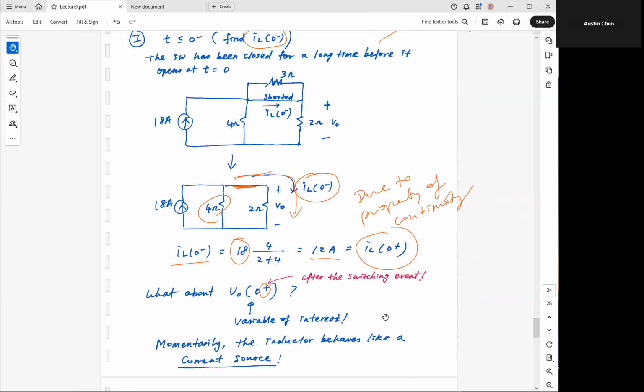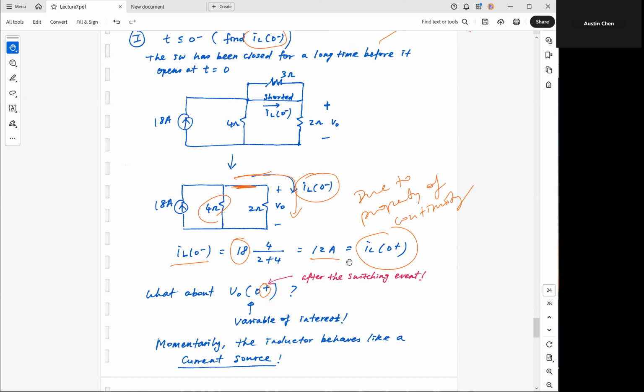So what should we do here? Since we have already found IL at 0 plus, we now have to again make use of this property of continuity. We know from the property of continuity that the current passing through an inductor cannot change instantaneously. It can change gradually, but it cannot change instantaneously. So what this is saying is that IL at 0 plus and IL at 0 minus have to be the same.